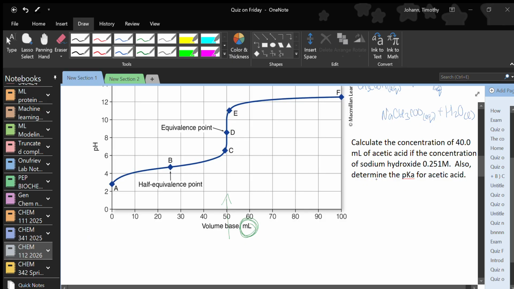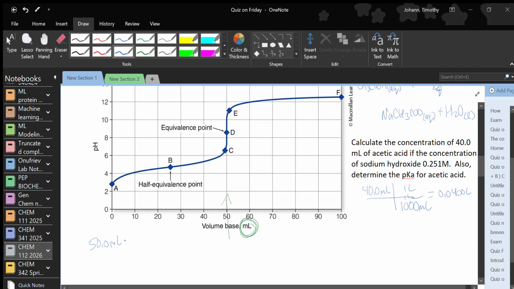All right. So we're going to do this again. We said 40 milliliters of acetic acid. Let's quickly put that into liters. If 1,000 milliliters is equal to 1 liter, that's going to give me 0.0400 liters.